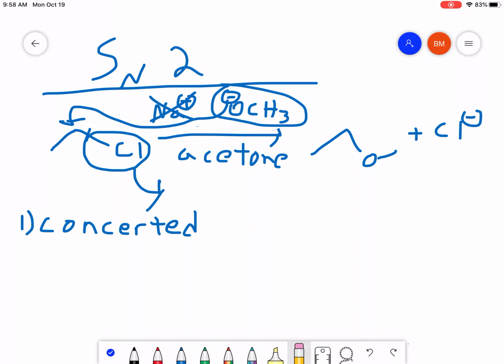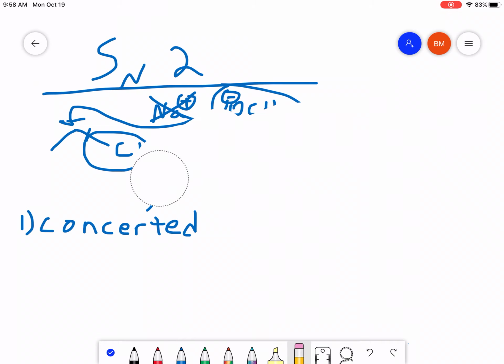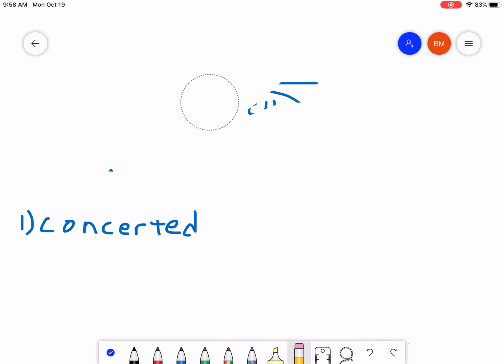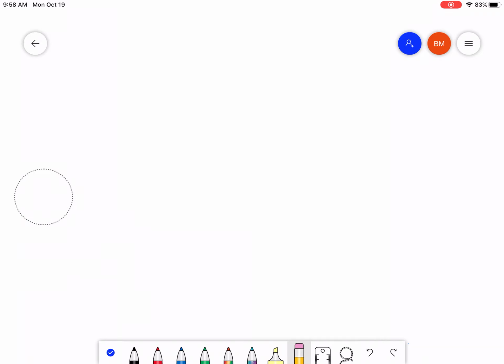Now I'm going to erase this part up here. Actually, I'm going to erase everything and reallocate my space. So give me a second.